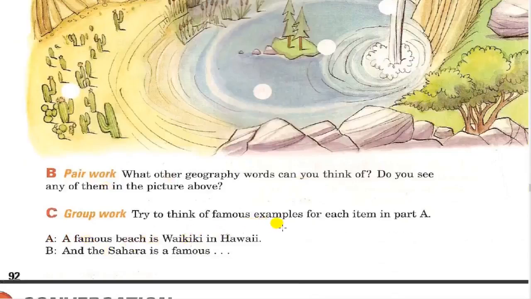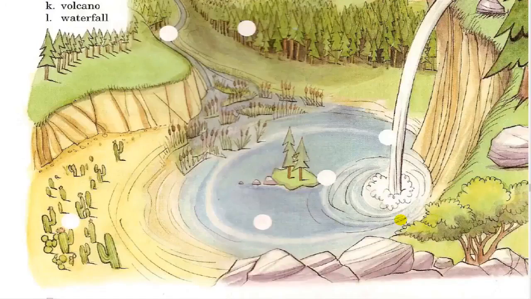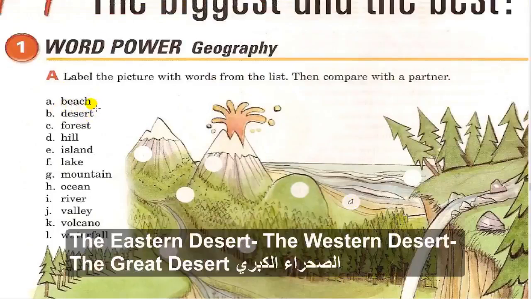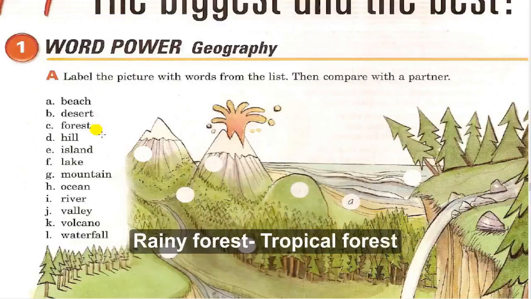C. Try to think of famous examples for each item in part A. So in part A here, for every word, tell me an example. Beach, Miami Beach, Rommel Beach in Marsa Matruh. Desert, Eastern Desert, the Western Desert, the Great Desert. Forest, rainy forest, tropical forest.